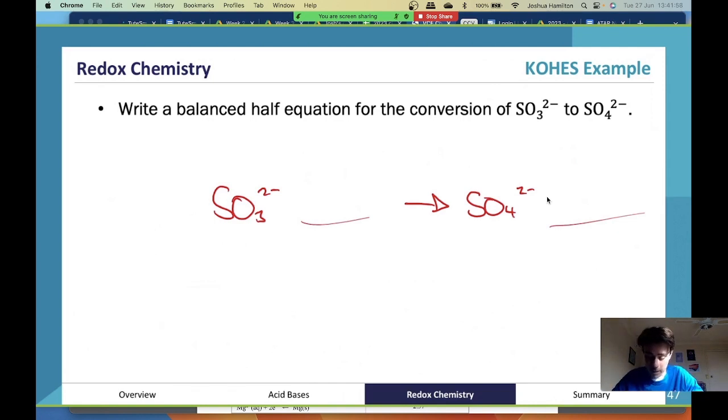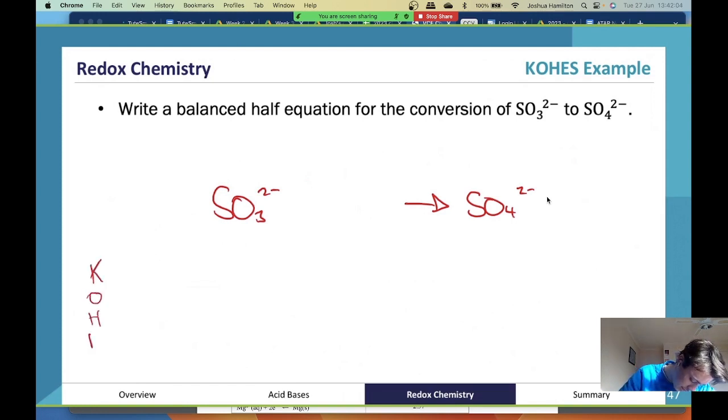From here, I want you to have a go at this question. Use your COES method. Think of each of your steps: I've got K, and then O, and then H, and then E, and then S, and go through each of these steps. Take your time and go through this question. Those of you at home watching the recording, please pause now. Those of you in the live stream, you're welcome to head off and have a go at this and then come back, but we're going to go through it right away.